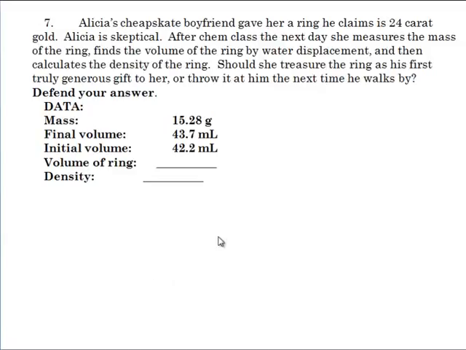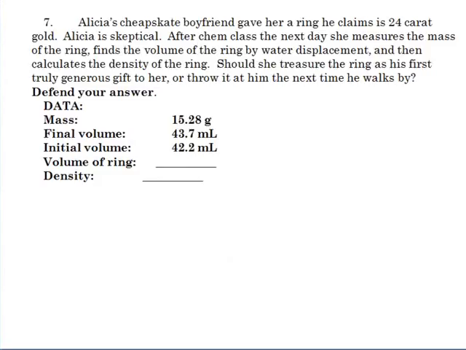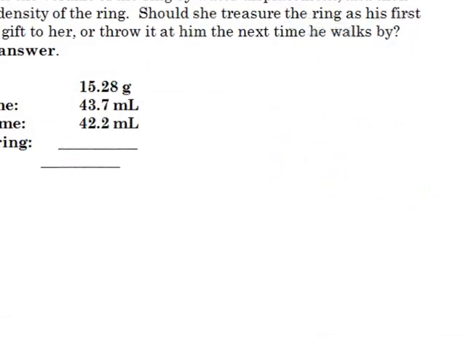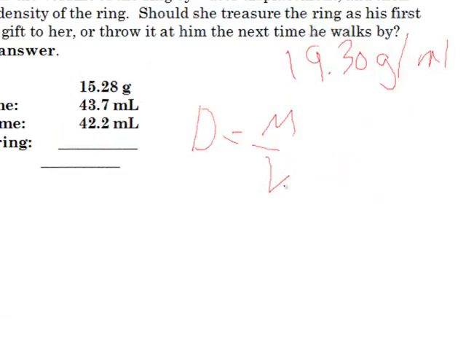Okay, so what we need to do is figure out the density of this ring, and we can do that by going back and looking at the density of gold, right? And the density of gold was 19.3 grams per milliliter. So we want to write that down as what we need to compare the density of the ring to. Okay, so what we know is density equals mass over volume. I have the mass, which is 15.28 grams. My volume, I know by water displacement that it went up from 42.2 to 43.7. That difference is 1.5 milliliters.